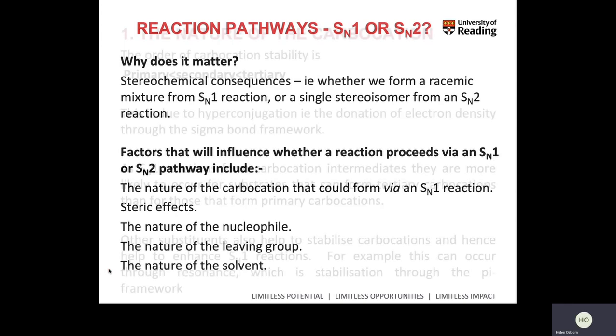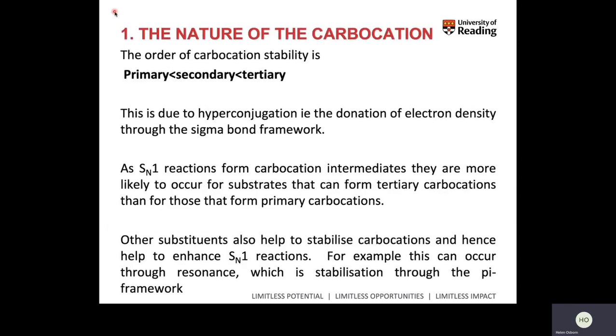So the first thing we'll look at is the nature of the carbocation. Remember, the SN1 reaction occurs via a carbocation. So if we can form a stable carbocation, that's going to be favoured and the SN1 reaction will occur. If we can't form a stable carbocation, then the molecule isn't going to want to lose its leaving group to give the carbocation. In that case, the SN1 reaction won't be favoured, and it's more likely the molecule will react via an SN2 reaction.